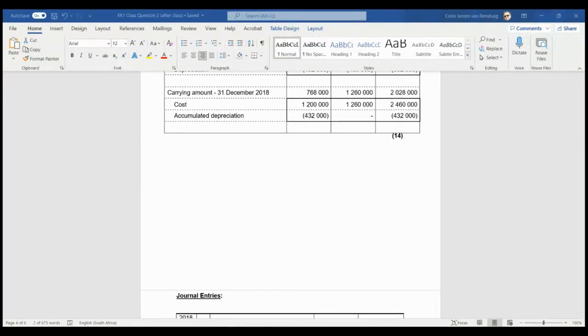So my next question, ladies and gentlemen: now that we are going to derecognize that asset, we need to get rid of that debit balance. So what do we have to do with that cost account now? Debit or credit? Now we've got to credit the account. Right, you are spot on.